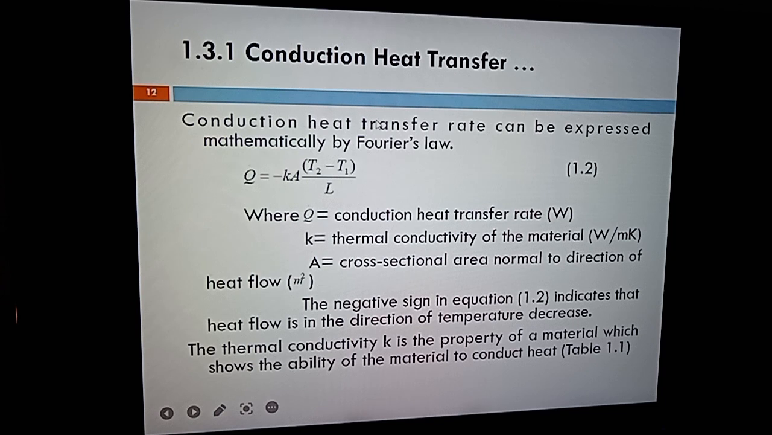Conduction heat transfer rate can be expressed mathematically by Fourier's law. Conduction heat transfer rate depends on the thermal conductivity of the material, and the cross-sectional area normal to the direction of heat flow. That is the direction of heat flow. The temperature difference here is between T1 and T2. There is the length here, the area is here, the conductivity of the material is here. So the rate of conduction heat transfer is expressed in this way.